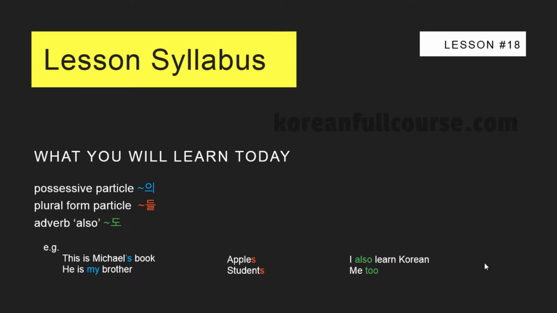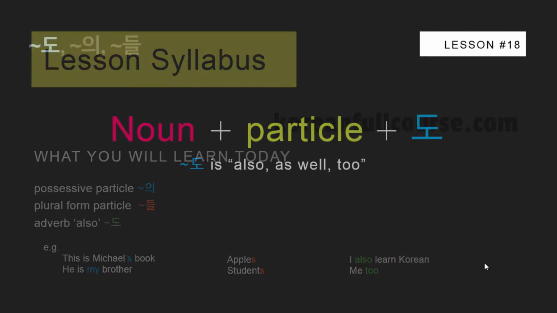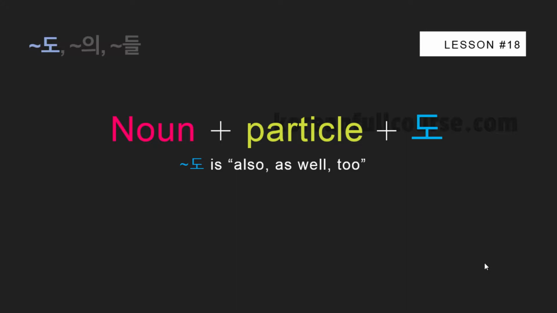Hi, in this lesson you will learn the possessive particle 의, the plural form particle 들, and a particle 도, which means also. Let's start off with the 도 particle. In English, you can translate this particle as also, as well, and too.